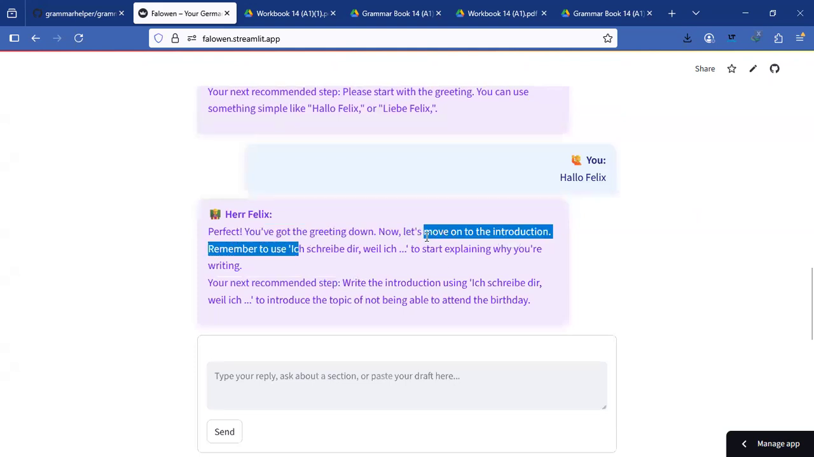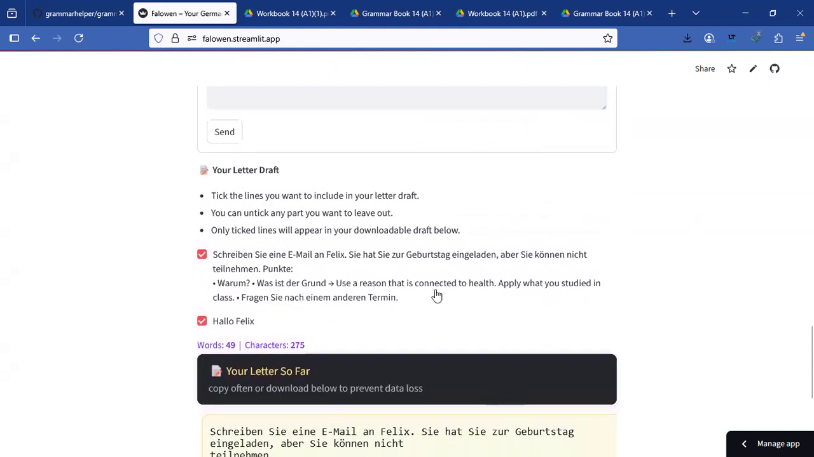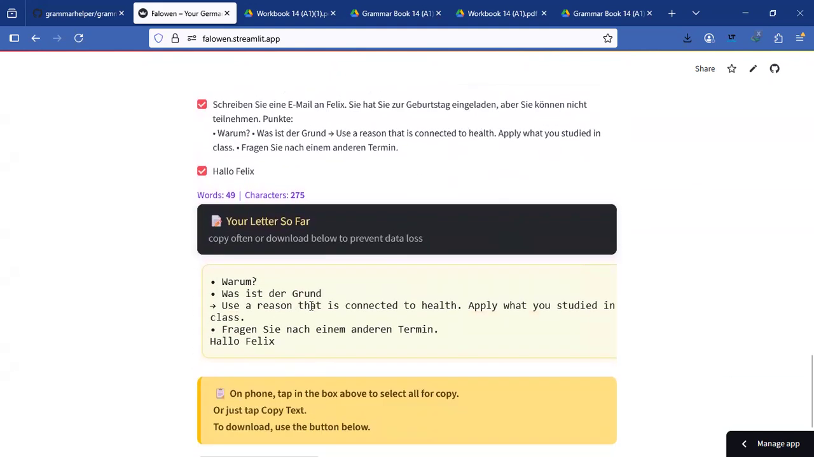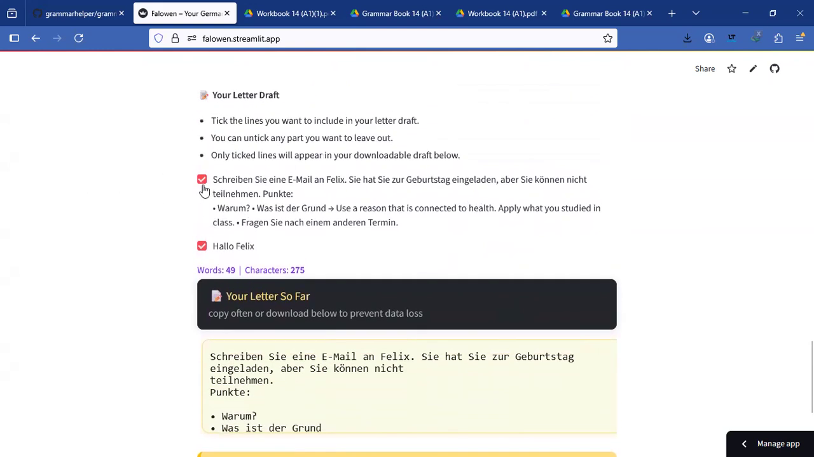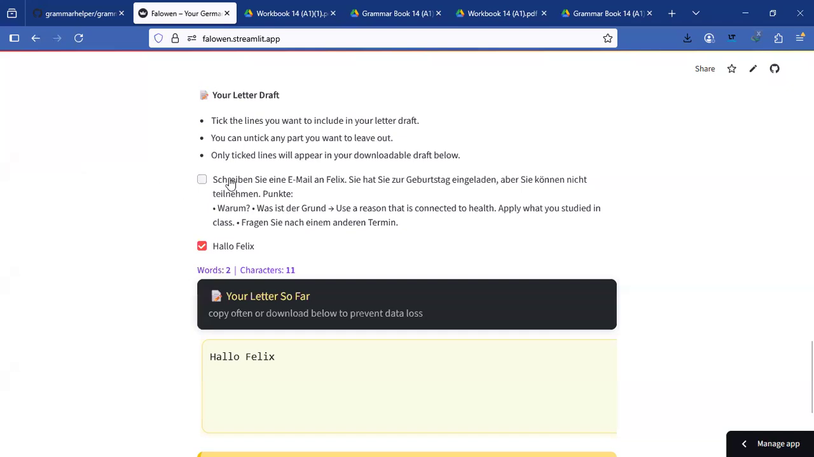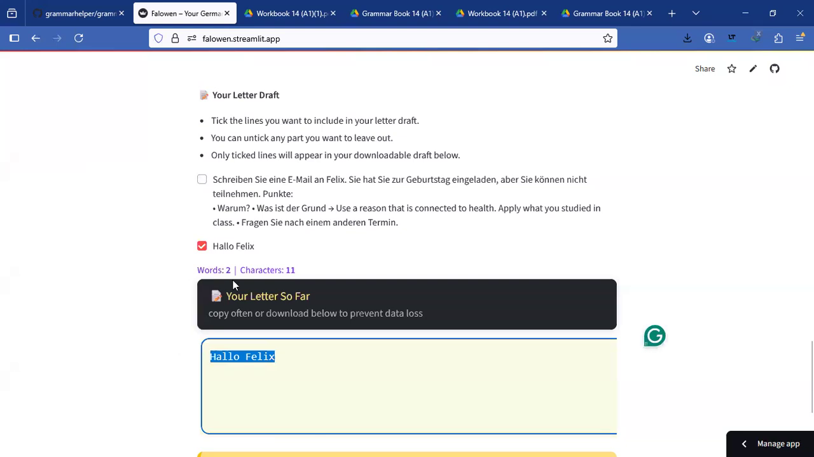Then it's taking you through the introduction and the reason why you are writing the letter. You can say that I would like to cancel the appointment, absagen, vereinbaren, to arrange, or you cannot come, right? You can say any reason there. So know that the more that you are writing, the more it's building up for you. So you can just untick the ones that you don't need. Maybe you don't need this question, right? So you just untick it and you just have this one here.